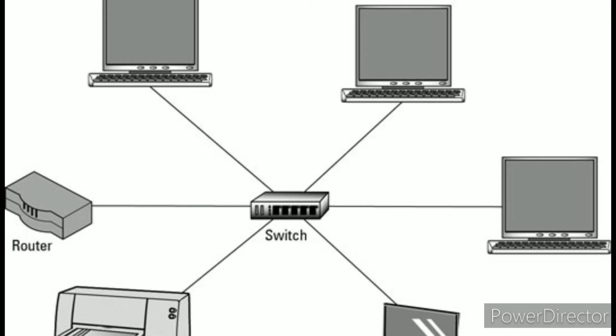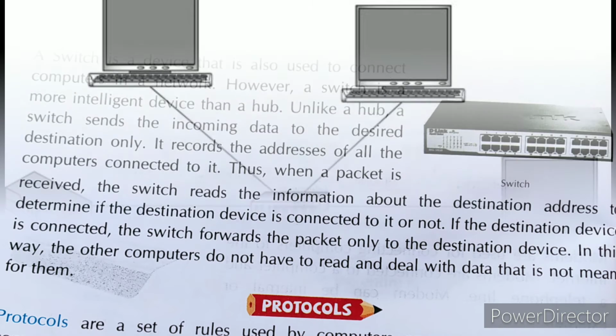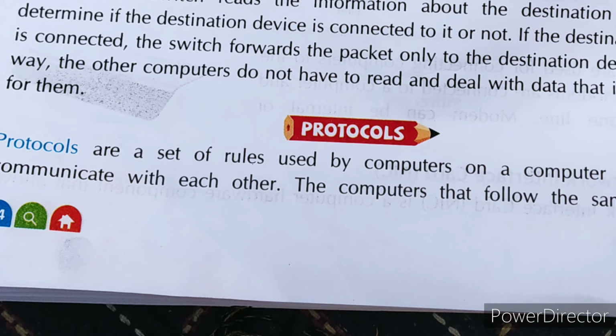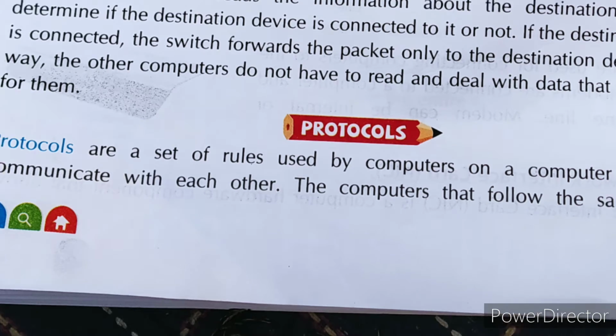So, when a packet is received, the switch reads the information about the destination address to determine if the destination device is connected to it or not. If the destination device is connected, the switch forwards the packet only to the destination device. In this way, the other computers do not have to read and deal with data that is not meant for them. Protocols. Protocols are a set of rules used by computers on a computer network to communicate with each other.